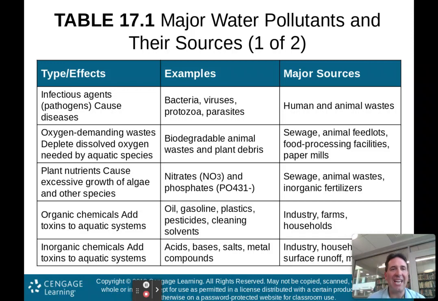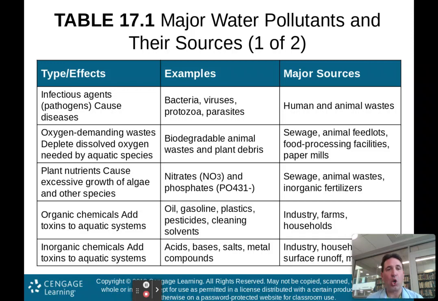So infectious agents, pathogens that can cause disease. Examples: bacteria, viruses, protozoa, parasites. What's their major source in water pollution? Human and animal waste. We have oxygen demanding waste, right? This depletes the dissolved oxygen needed by aquatic species. Biodegradable animal waste and plant debris are examples. What are the sources? Sewage, animal feedlots, food processing facilities, paper mills.